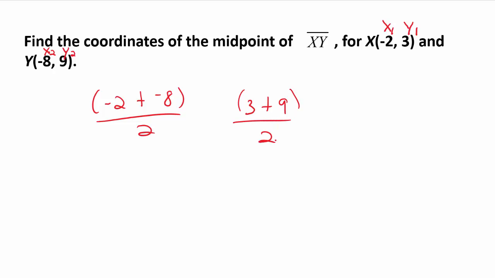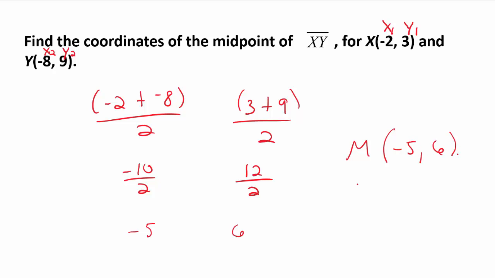-2 plus a -8, which is -2 minus 8, is going to be -10 divided by 2. 3 plus 9 is 12 divided by 2. -10 divided by 2 is going to be -5. And 12 divided by 2 is 6. So our midpoint, just call it point M, is going to be -5, 6.